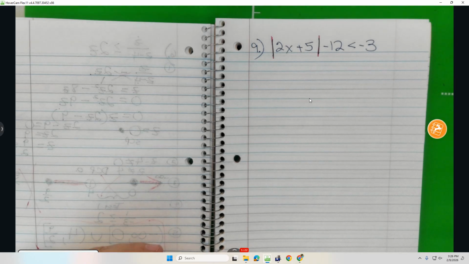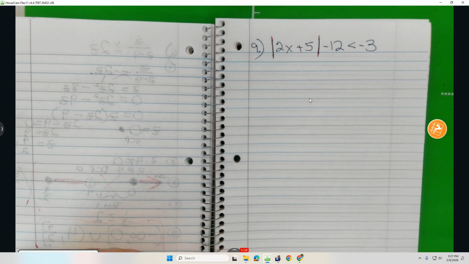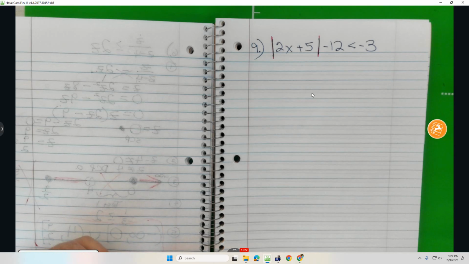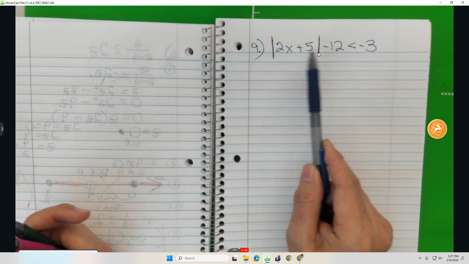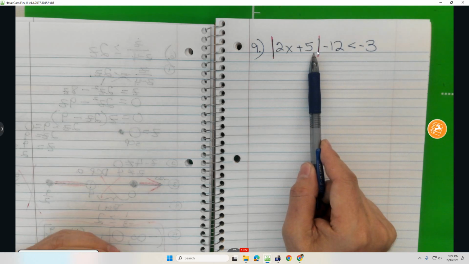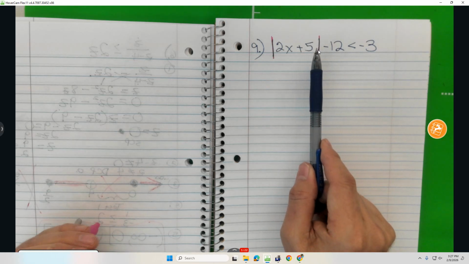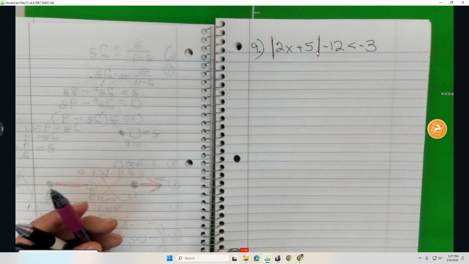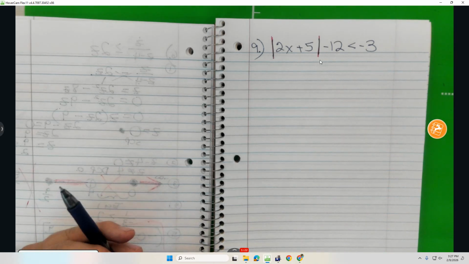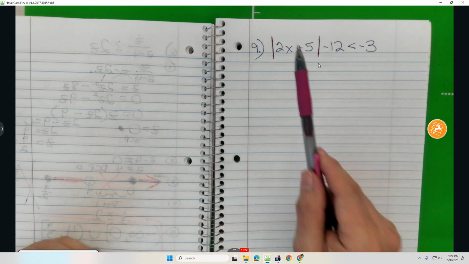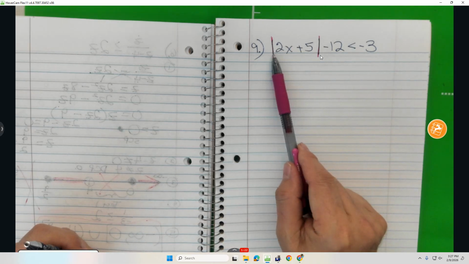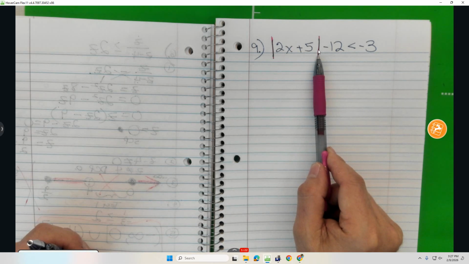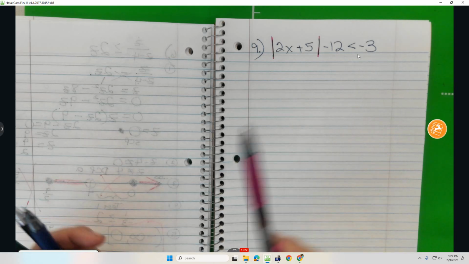I remember solving an absolute value equation the last time, and I said if you're solving an absolute value equation, you need that absolute value isolated before you do anything else. The same thing is true with inequalities. You need that absolute value isolated before you do anything else. Well, what do we need to do to get that absolute value by itself? Add 12, so that's what I'm going to do.